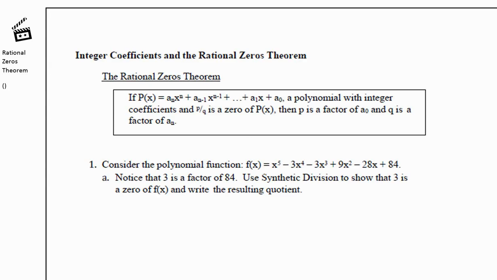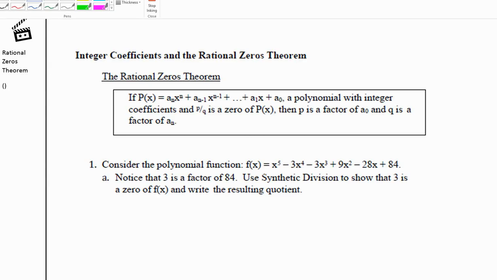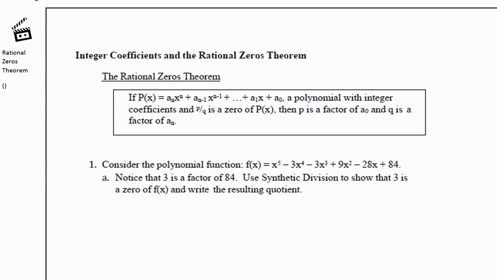Okay, we've got one last theorem about polynomials that's going to help us find some of the zeros. It says if you have a polynomial with integer coefficients and you have a rational zero of your polynomial, so this only works for rationals, then the numerator has to be a factor of the constant, the a0, and the denominator has to be a factor of the leading coefficient.